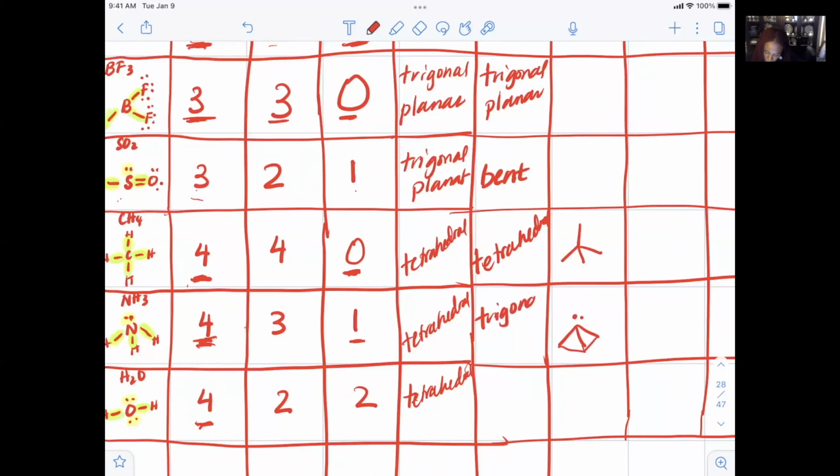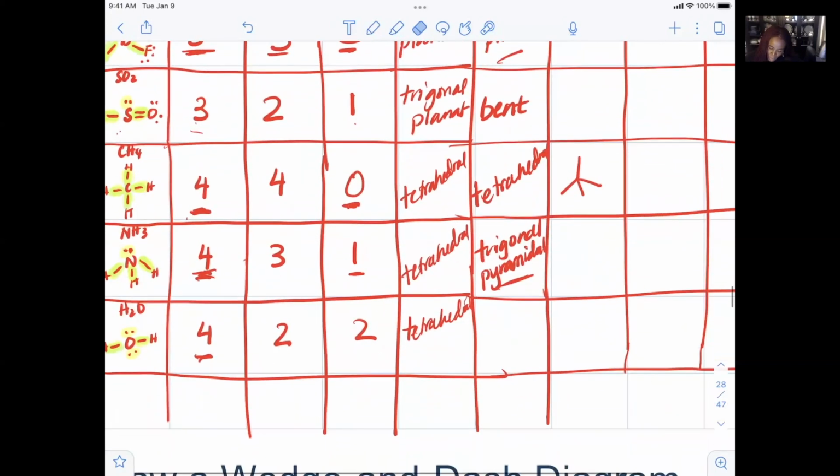Trigonal pyramidal. How is this different from the planar? In the planar, the central atom is at the same level as the surrounding atoms. In the trigonal pyramidal, the central atom is raised above the surrounding atoms. So it looks like a pyramid, okay?